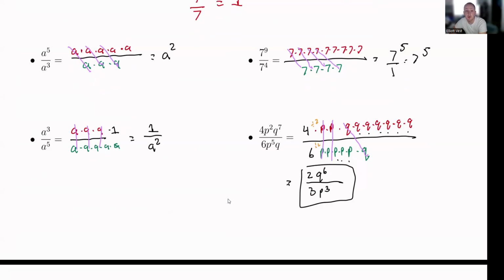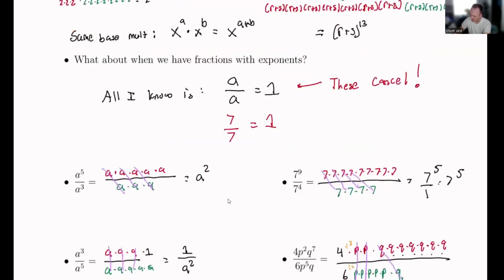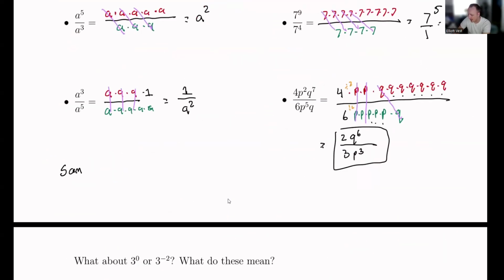So if you see what was going on, we do have a rule here. How did I write it before? The same base in a fraction rule is: when you have x to the a over x to the b, this ends up being x to the a minus b. You subtract the bottom exponent from the top exponent. So a minus b, like this.